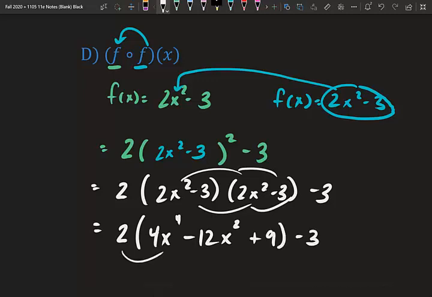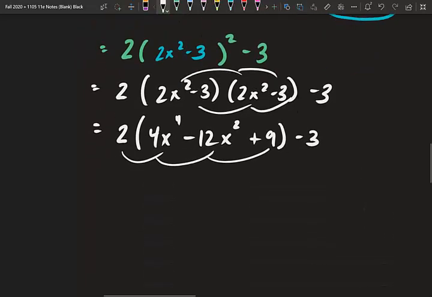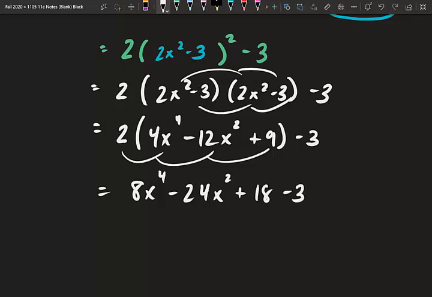We're going to distribute 2. And when we do, we have 8x to the 4th minus 24x squared plus 18, all minus 3. Let's simplify one last time. So we have f composed with f equals 8x to the 4th minus 24x squared plus 15.